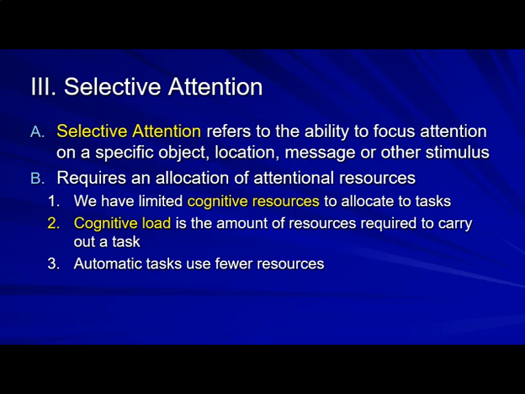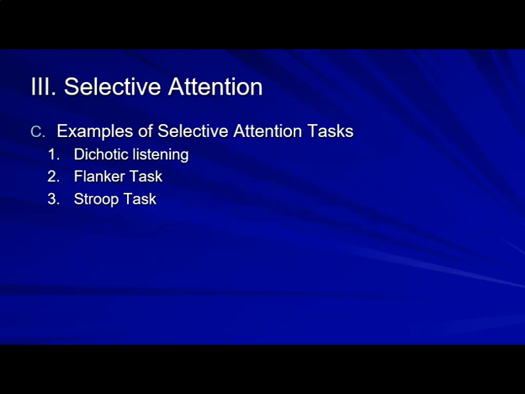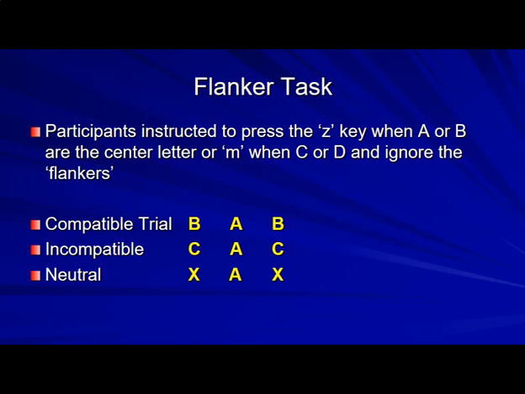I'm going to take you through some examples of some different kinds of selective attention tasks, to give you an idea of how this research occurs. We'll talk about a dichotic listening task. We've already talked about that, sorry. We'll talk about the flanker task, and we'll also talk about the Stroop task. Dichotic listening tasks are auditory attention. The flanker task is based on Posner's attentional networks, which we'll talk about, I think, on Monday. This is part of what's called the attentional networks tasks.